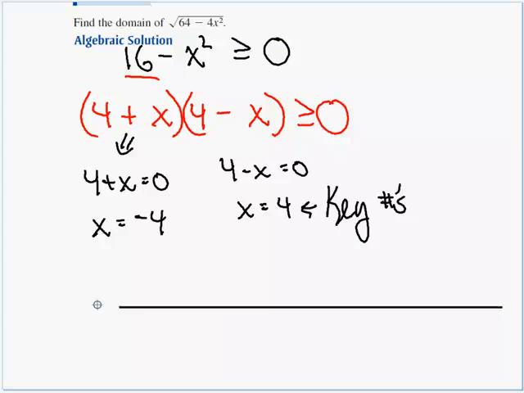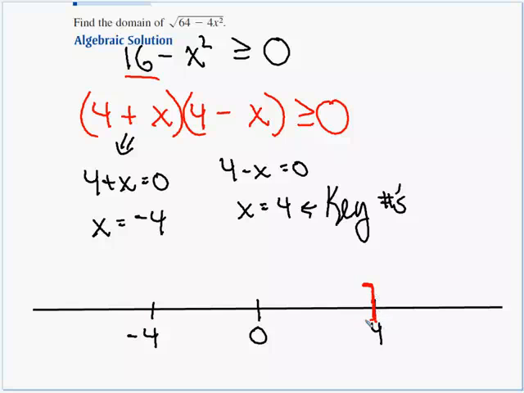So we know something's happening at 4 and negative 4. If I put 0 here, and put 4 and negative 4, and we got greater than or equal to 0. Greater than or equal to means we can use brackets, and we know that's going to be occurring at 4 and negative 4. So I'll put some brackets there, not sure which way to go. Just put them this way for now and see what happens.